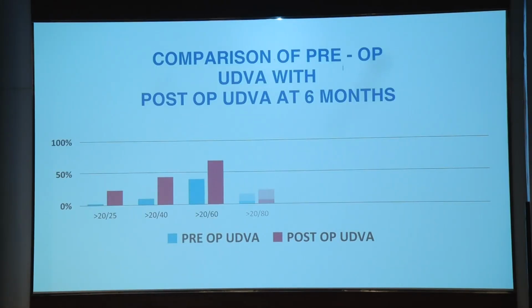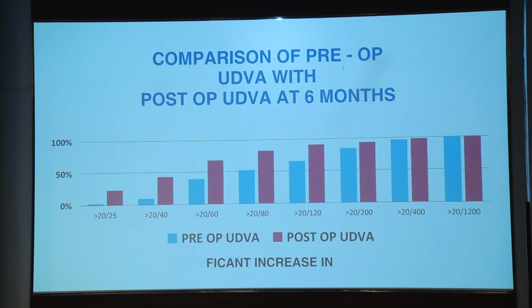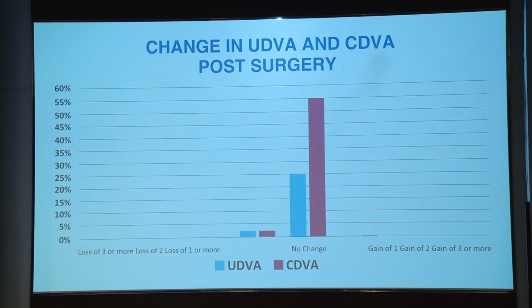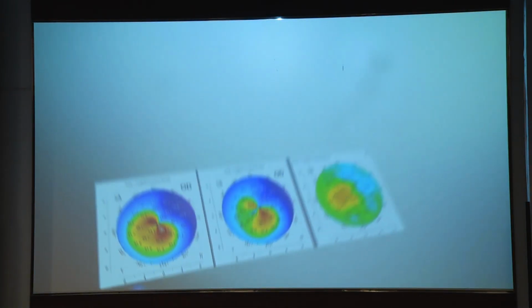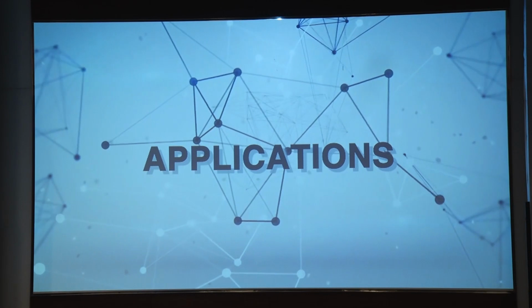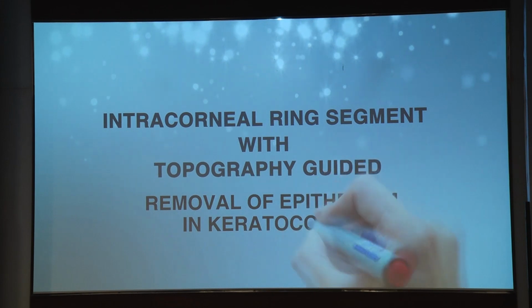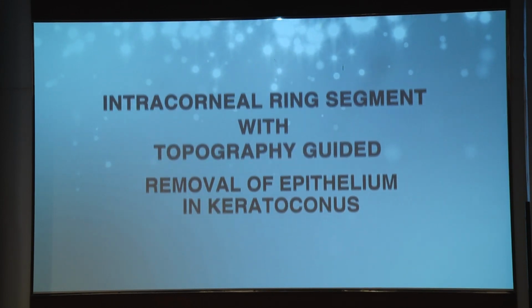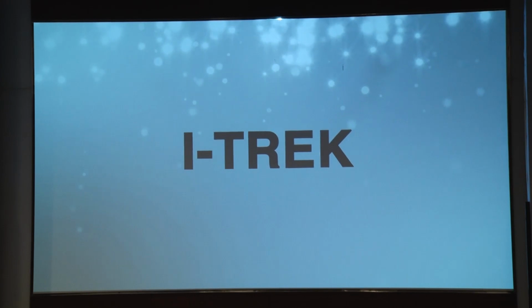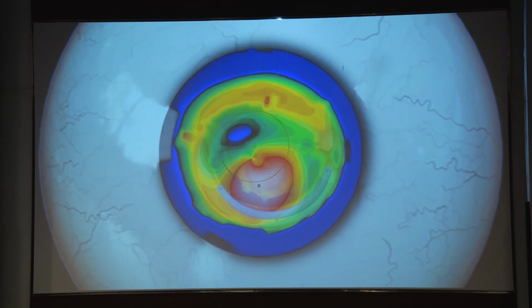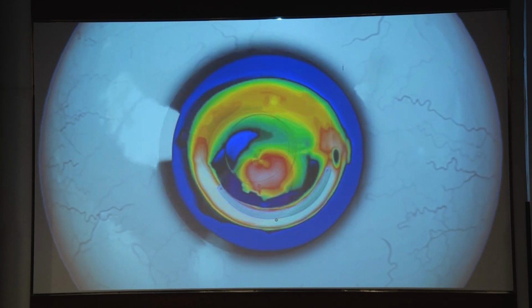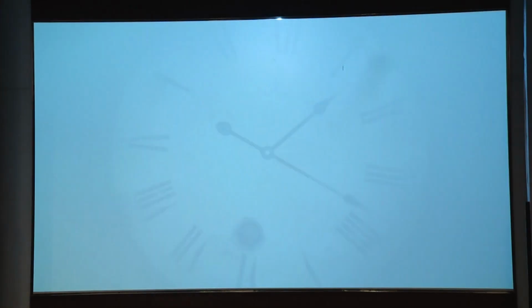There was a significant improvement in post-operative, uncorrected as well as corrected visual acuity, and the procedure had a good safety profile with reliable results time after time. Other applications are intacs, followed by topo-guided removal of epithelium in keratoconus. We can use it to regularize the cornea post-intacs, keeping in mind the ablation zone does not overlap the epithelium over the ring. This gives the patients much better visual outcomes than the intacs alone.